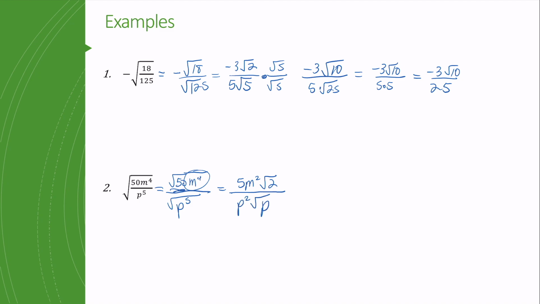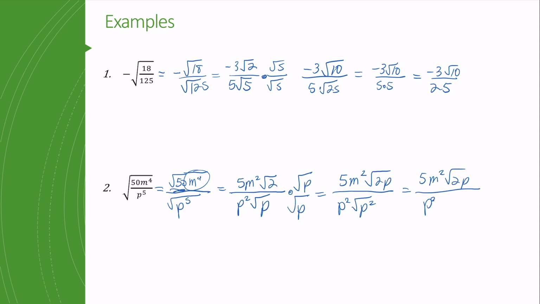So I have to multiply by the square root of p on the top and the bottom to get rid of that p. So I've got 5m squared square root of 2p over p squared square root of p squared. That's going to give me 3 p's in my denominator. So I'm going to have p squared times the square root of p, which is p. So my final answer would be 5m squared root 2p over p cubed. Again, we don't want radicals in our denominator, and that's why we are going through this whole process, which we'll see more of in college algebra and pre-calc.